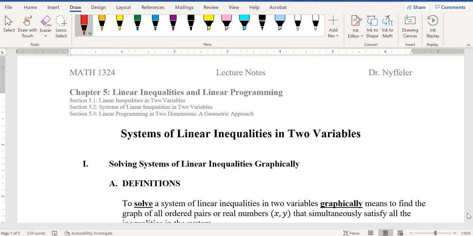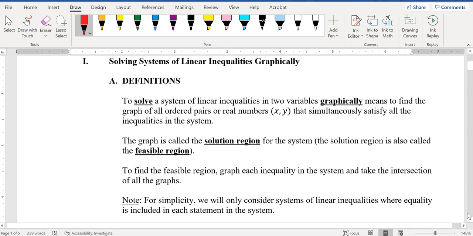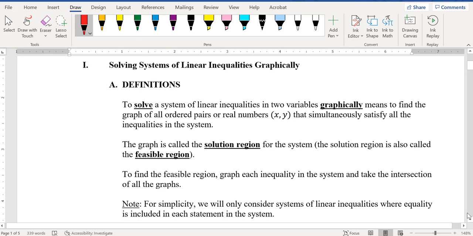Hello and welcome back to Math 1324. We are still in Chapter 5, Linear Inequalities and Linear Programming. Today we're going to look at the second section, Systems of Linear Inequalities in Two Variables. So let's talk about how to solve systems of linear inequalities graphically.